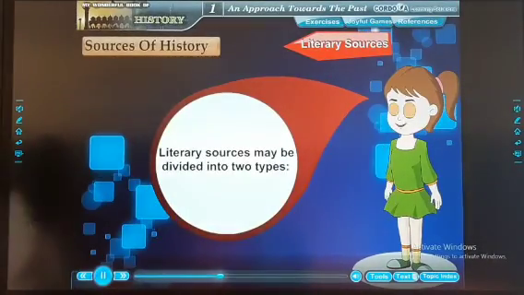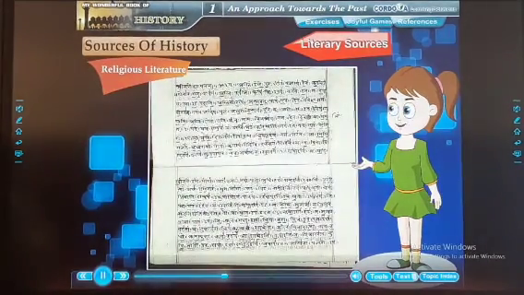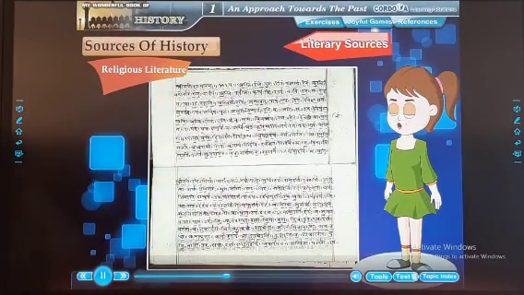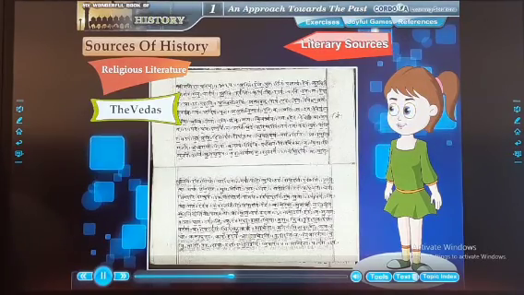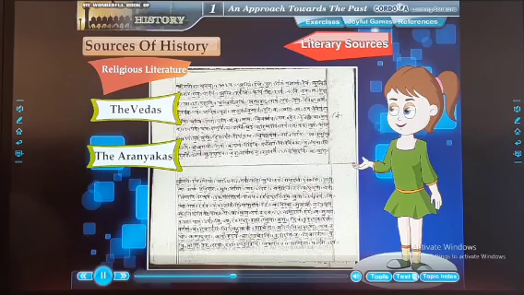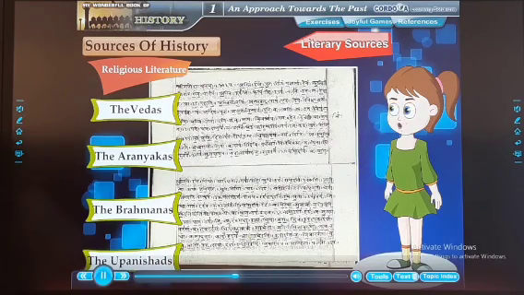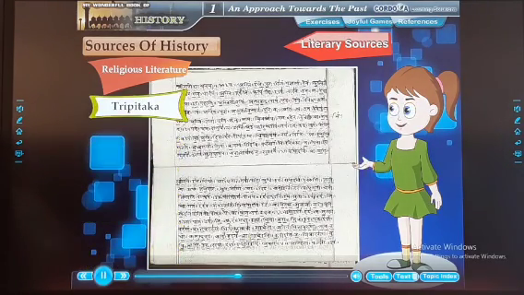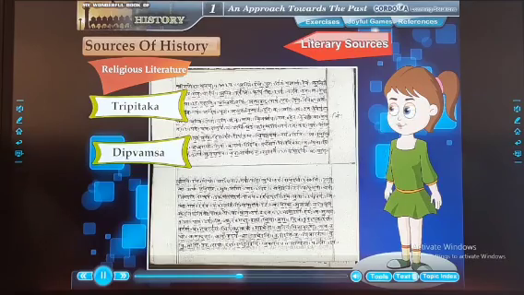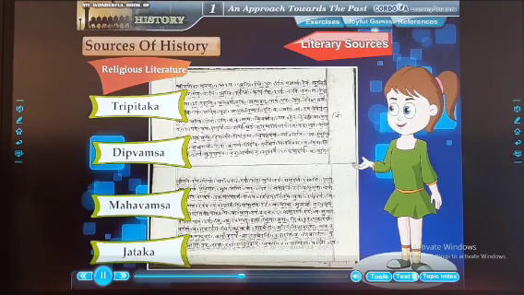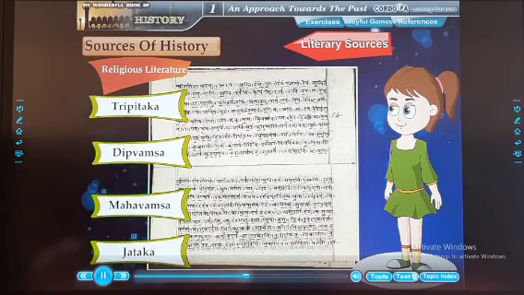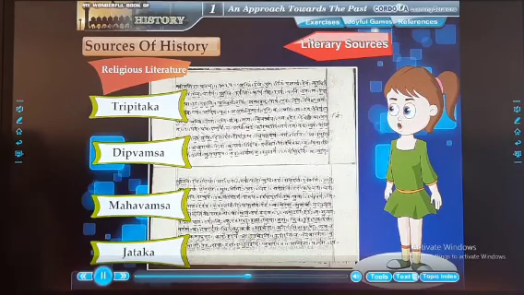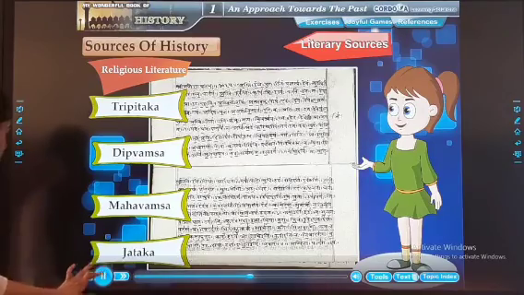Literary sources may be divided into two groups. Religious literature. Writing that deals with religion is called religious literature. The Vedas, the Aranyakas, the Brahmanas, the Upanishads, Tripitaka, Dipavamsa, Mahavamsa and Jataka are all religious books of the subcontinent. These give us important information about ancient India.